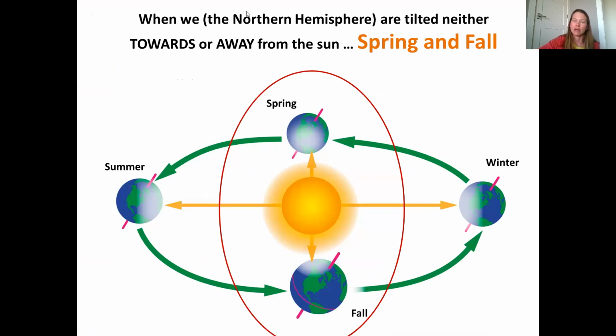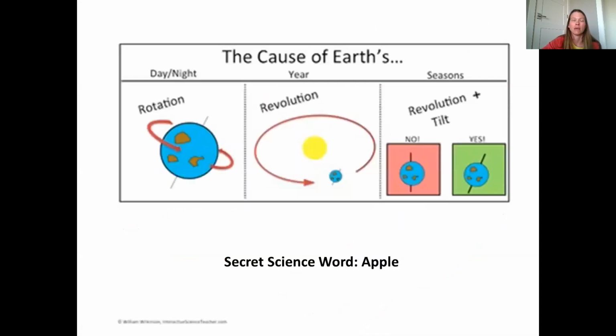So if you think about spring and fall, we have shorter days than the summer and we have cooler weather. Okay, so likewise, we have longer days than the winter and we have warmer weather than the winter. We experience intermediary weather in those months because we are not tilted towards or away from the sun at those times.